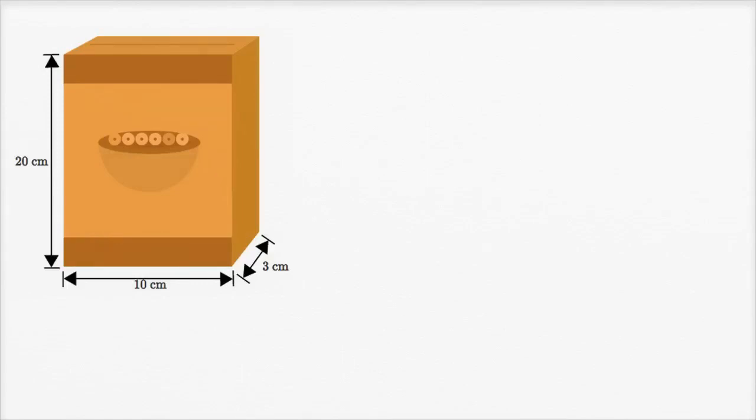Let's see if we can figure out the surface area of this cereal box. And there's a couple of ways to tackle it. The first way is, well, let's figure out the surface area of the sides that we can see, and then think about what the surface area of the sides that we can't see are and how they might relate, and then add them all together.